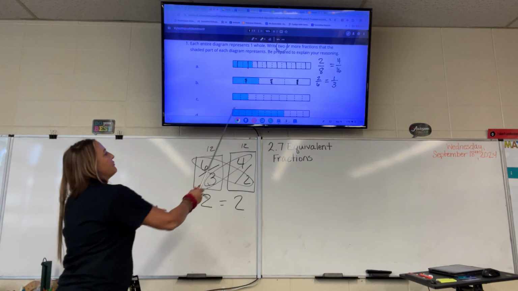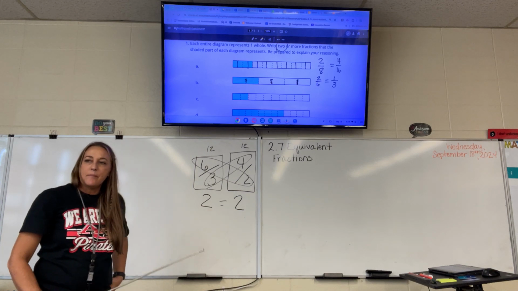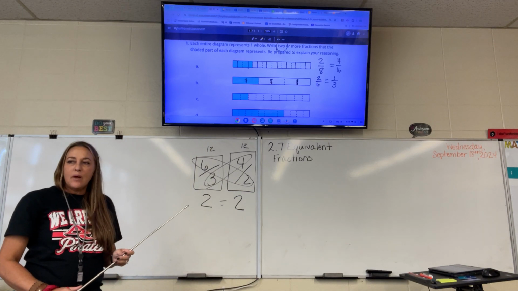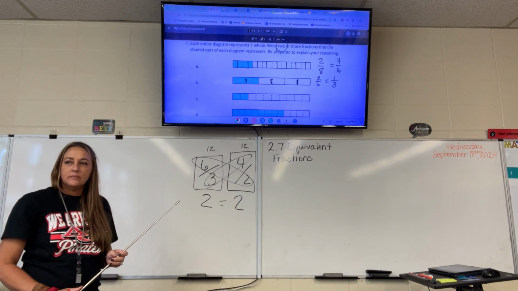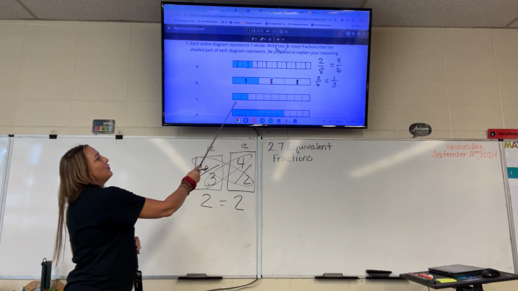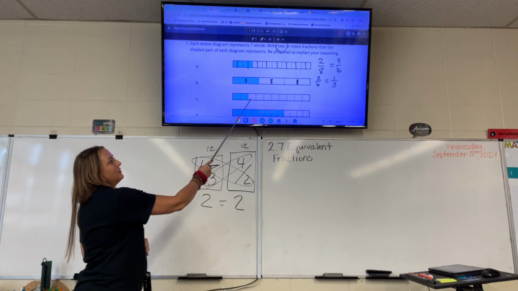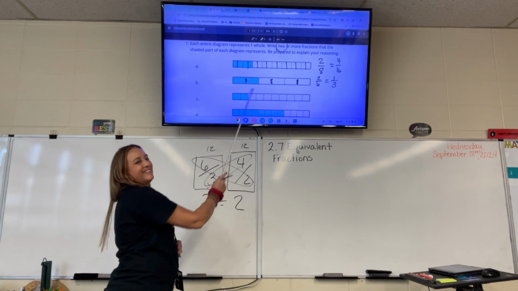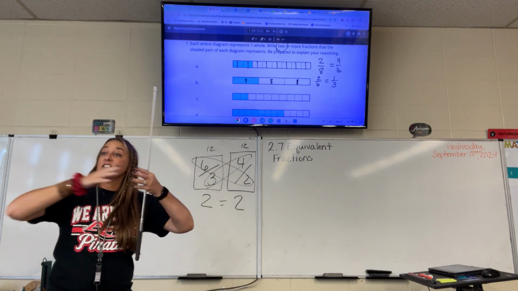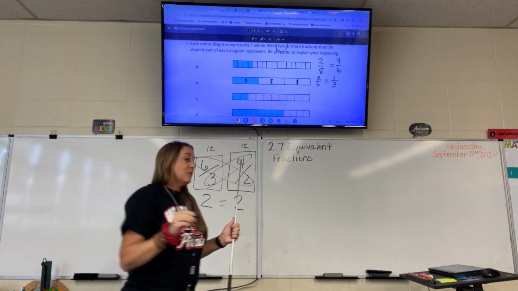What about this fraction? What would that be? 2 eighths. Look at it one more time. 2 11ths. No. Count it one more time. Count with me. 1, 2, 3, 4. 10. Okay. 10 is your bottom number because that's the total. 2 tenths. So 2 tenths.